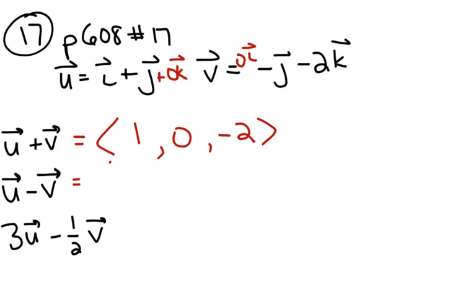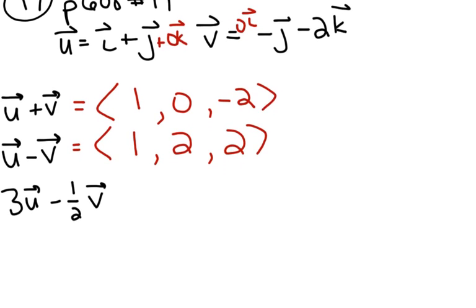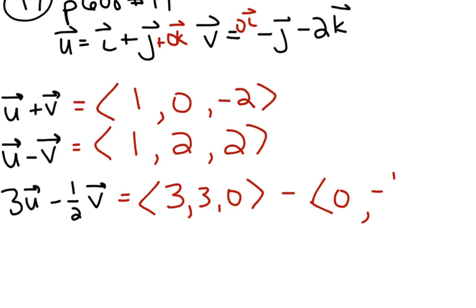When you subtract them, 1 minus 0, 1 minus negative 1, 0 minus negative 2. So you can either write this as 1, 2, 2, or as I plus 2J plus 2K. In order to do 3U minus 1/2 V, I'd first find 3U, and I prefer writing it in component form. So it's going to be 3, 3, 0 minus 0, negative 1/2, negative 1.